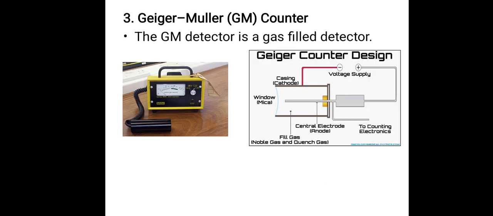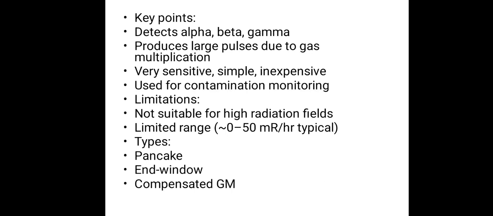Geiger Müller counter. The GM detector is a gas filled detector. Key point: it detects alpha, beta and gamma. It produces a large pulse due to gas multiplication. Very sensitive, simple, inexpensive. Used for contamination monitoring. Limitation: not suitable for higher radiation fields. Limit range is 0 to 50 mR per hour typically.